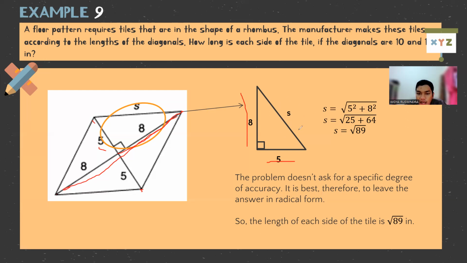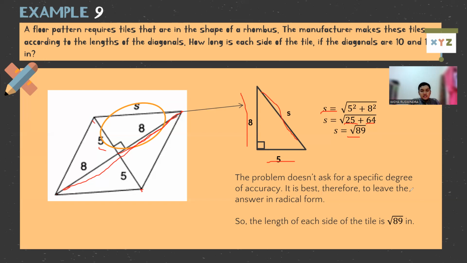In the triangle, the S value is the hypotenuse. So the S value will be the square root of 5 squared plus 8 squared. The 5 squared is 25 and 8 squared is 64. So 25 plus 64 is 89, and S is the square root of 89. The problem doesn't ask for a specific degree of accuracy, so it is best to leave the answer in radical form.